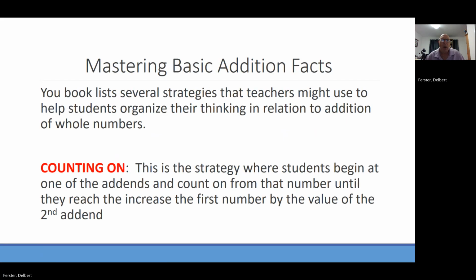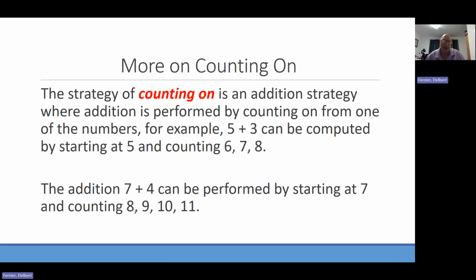All right. Counting on, we kind of already talked about, you count some things and you continue counting onward as you put the big pile of stuff together. So if you had one pile and had 5 items and another pile had 3 items, you would count up to 5.